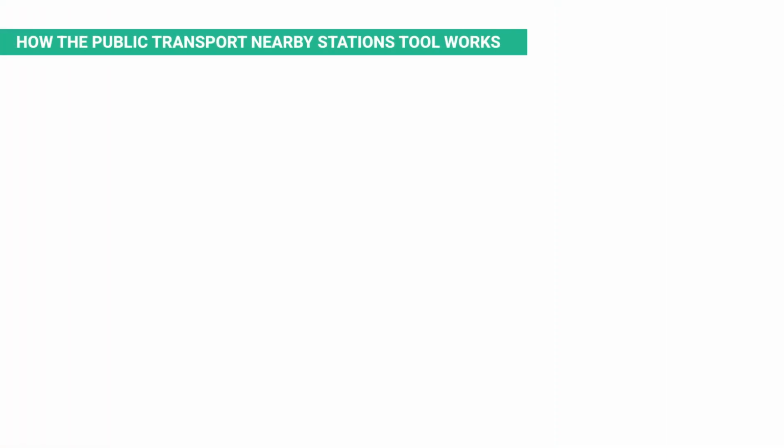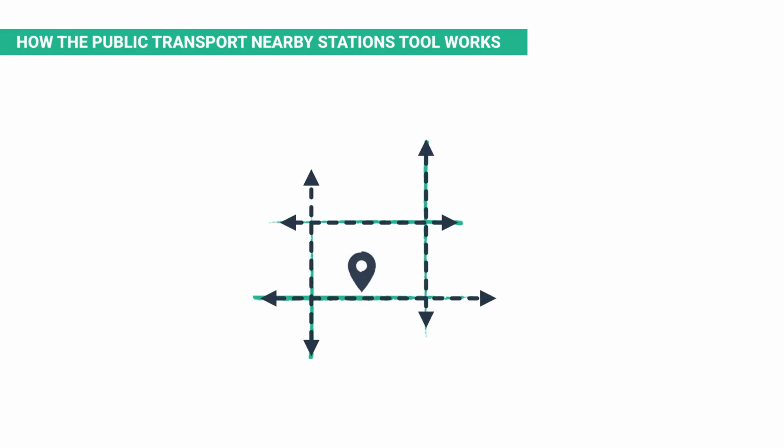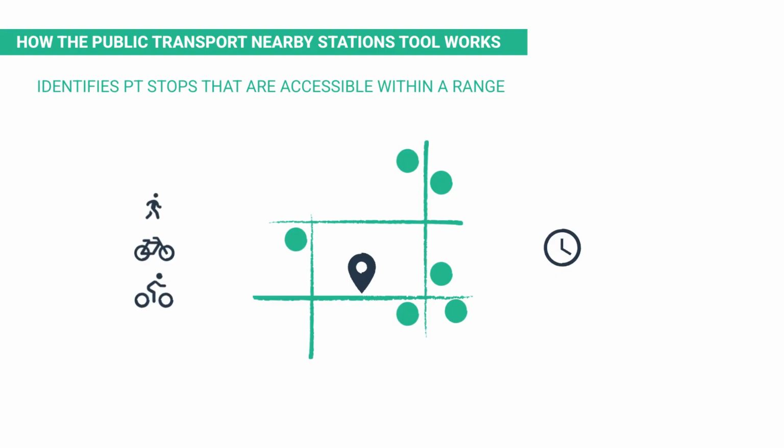Let's shortly discover how the Public Transport Nearby Stations tool works. It calculates the area that is reachable from a starting point by the chosen transportation mode within the set travel time, then identifies the public transport stops that are accessible within that range. By default, these stops are styled based on their access time and their dominant transportation mode. This tool helps to visualize how well connected a location is to the public transport network.